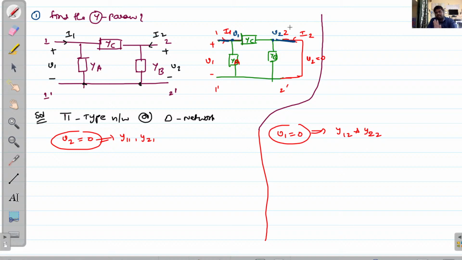Okay, right. So this is related to case 1. This is your case 1, and this is your case 2.